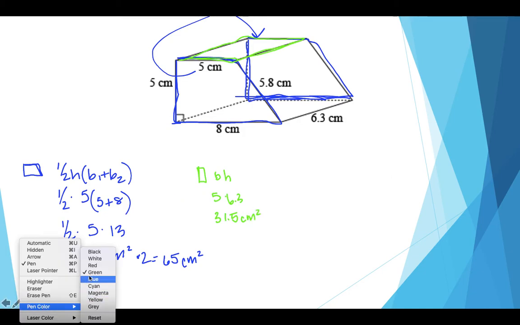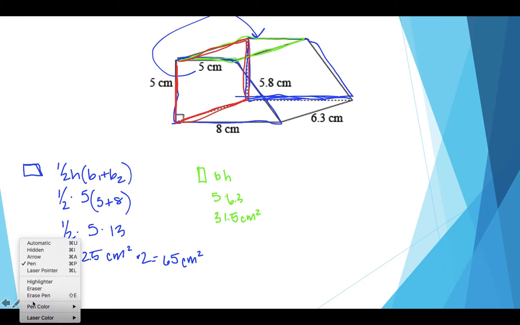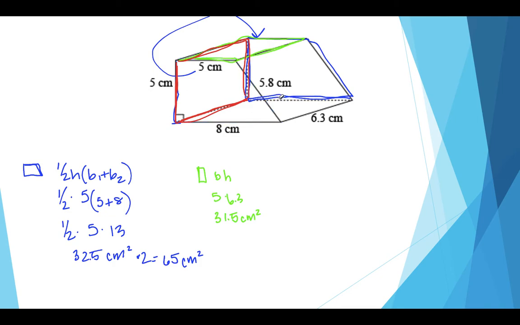Let's switch colors. Let's use red, and we'll do this one on the side. So we'll do this 5 by 6.3. You can see that one's on the left side. Actually, let me do this before. This might make it a little bit easier. If I erase the ones I've done already, maybe you can see it a little bit better. How about that? There we go.